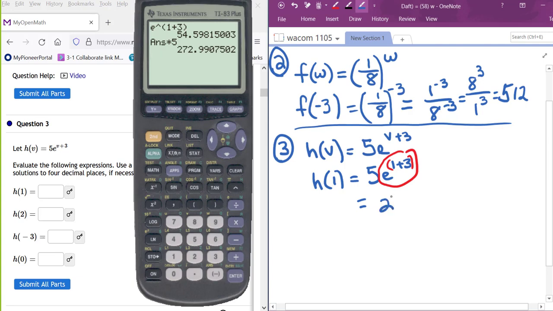and we get 272.99. This says go to 4 decimal places, so you need to see 5 decimal places, right? And the 5 would push you up. So this is going to go to an 8, 272.9908.